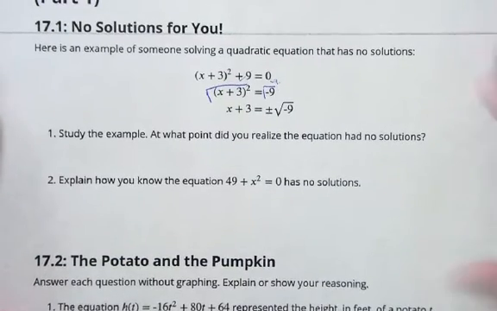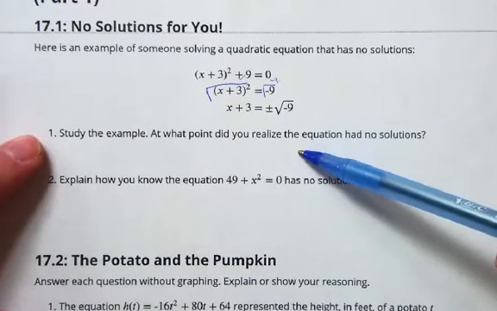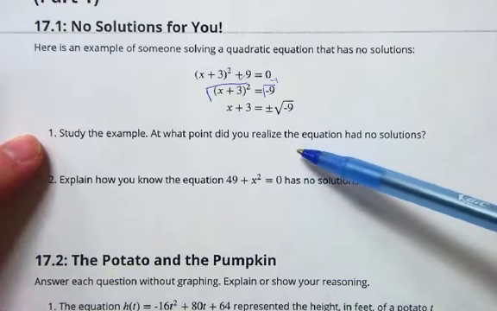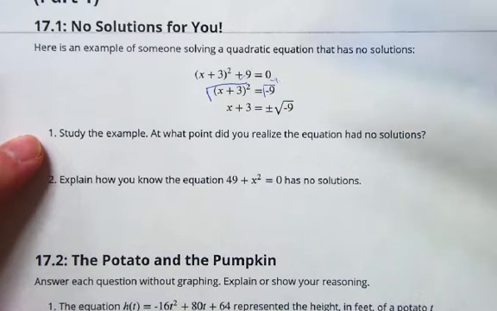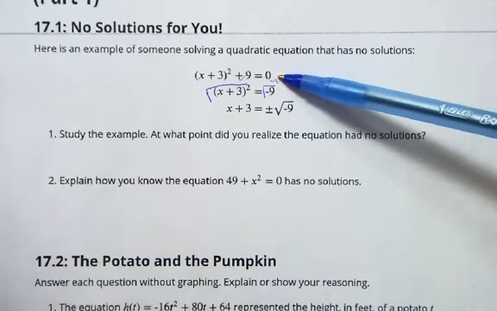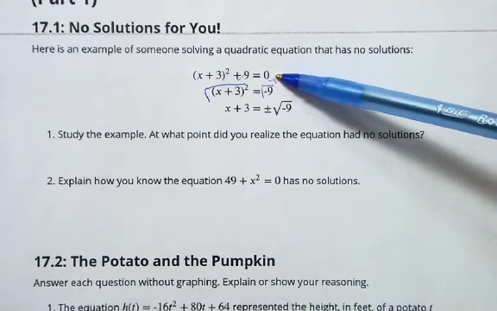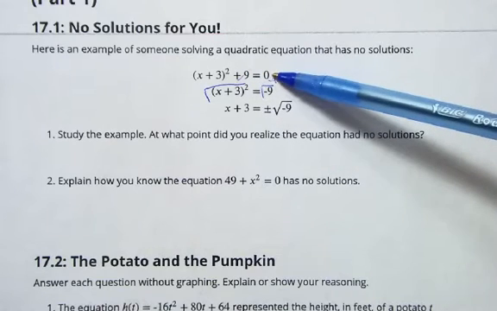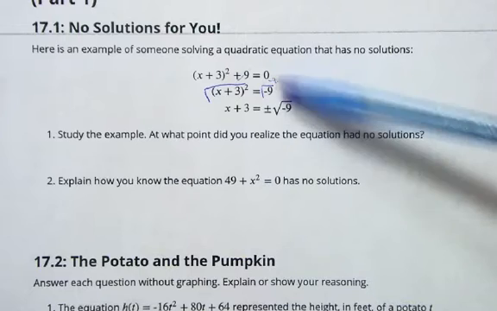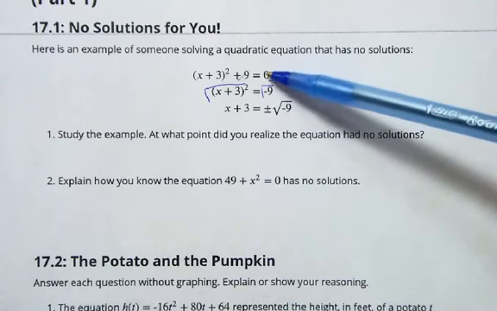So take a minute and answer number 1. And just say, at what point in this process did you notice? Maybe you looked at it way up here and you could see kind of what was going to play out, and you said, oh, that's going to have no real solutions. I know that I'd subtract 9, there'd be a negative 9 over there, taking the square root, and can't get square root of a negative number. So maybe you noticed it way up there.